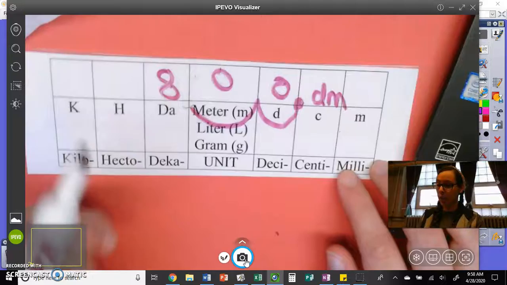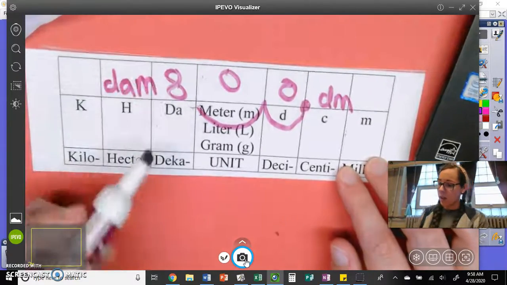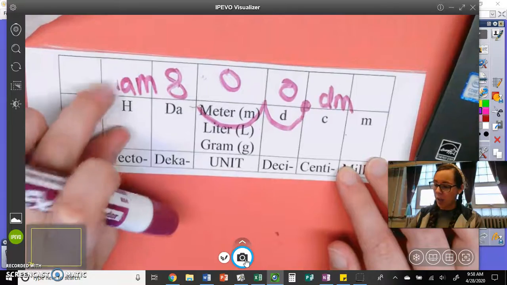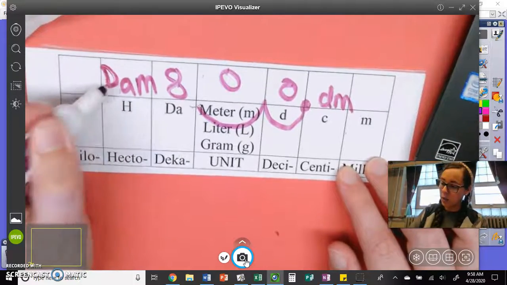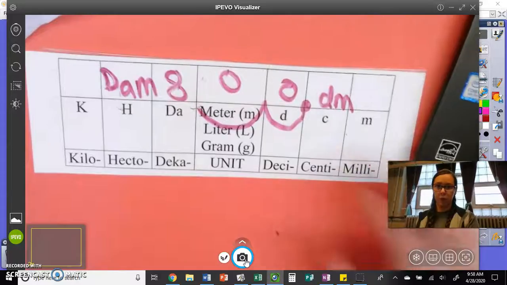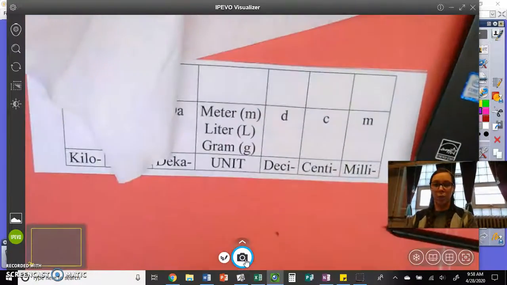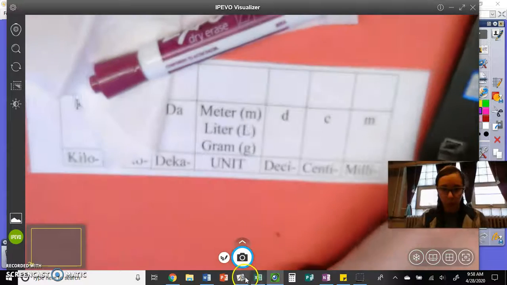Okay, to do decameter, it would look like this. DA, oh, I guess that should be a capital D, huh? DA for deca, M for meter. And we'll see some more of this. I just wanted to show you what I was talking about with moving up and down. Okay, let's go back to our notes.